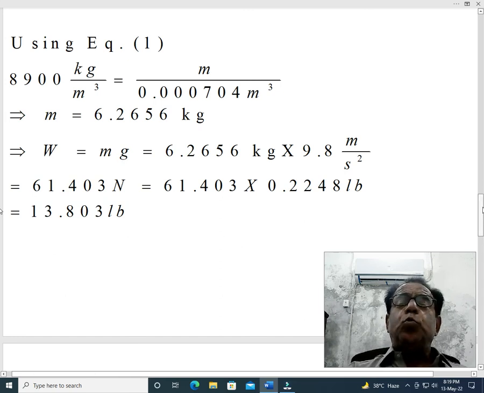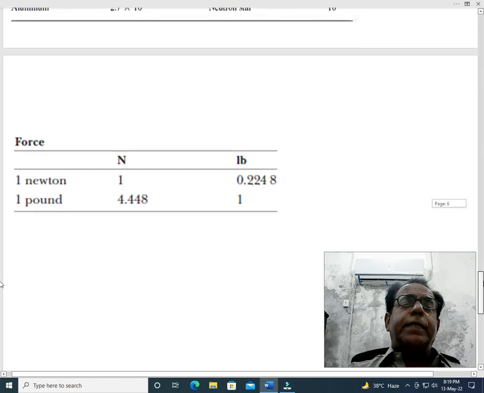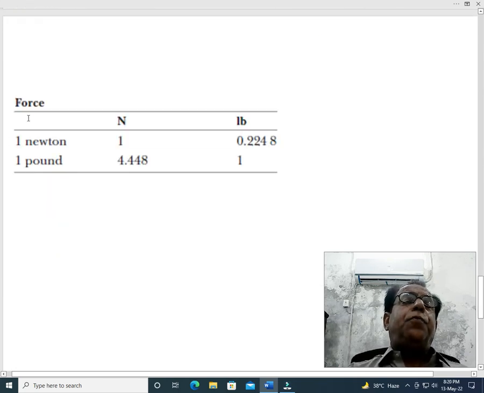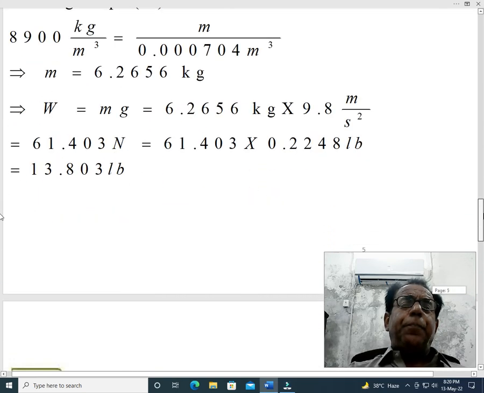Now, dear students, we move to a conversion factor which will explain how we have converted Newton into pound. Okay, this small table: force, Newton, pound. 1 Newton is equal to 0.2248 pound. So when 1 Newton is equal to so many pound, then so many Newton will be equal to this into that value. That is why this quantity was multiplied with this factor to convert it into pound, and this problem has been solved successfully.